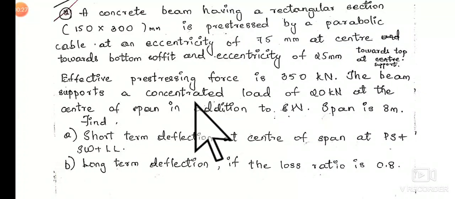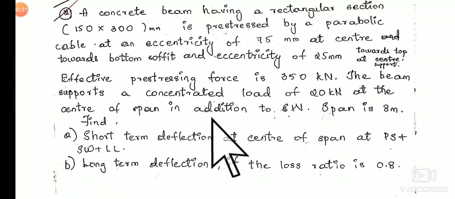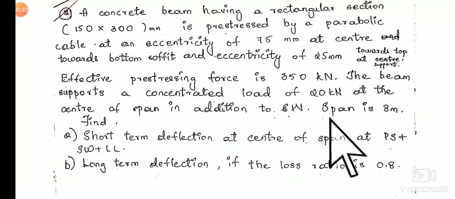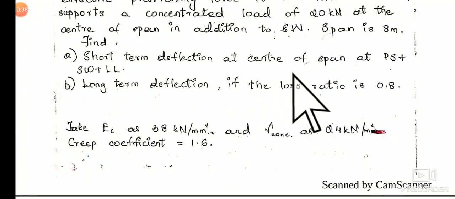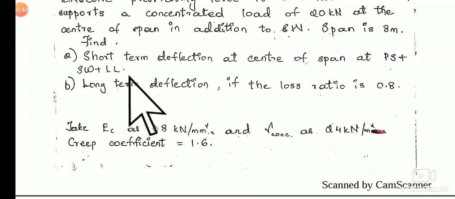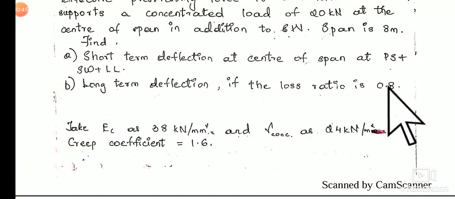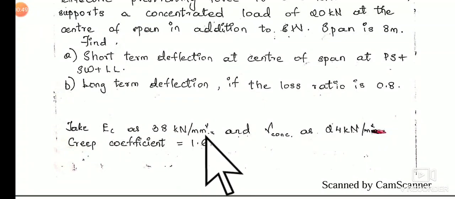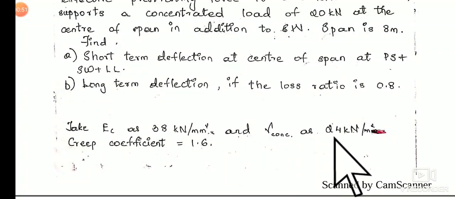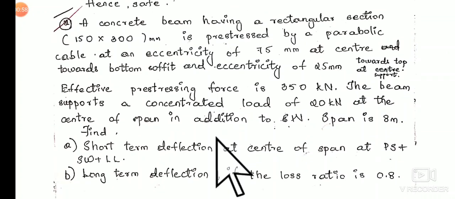The beam supports a concentrated load of 20 kN at the center of the span in addition to self weight. Span is 8 meter. Find short term deflection at center of the span at pre-stress plus self weight plus live load. Long term deflection if the loss ratio is 0.8. Take Young's modulus of concrete as 38 kN per millimeter square and density of concrete as 24 kN per meter cube. Creep coefficient is 1.6. Say this is the given problem.